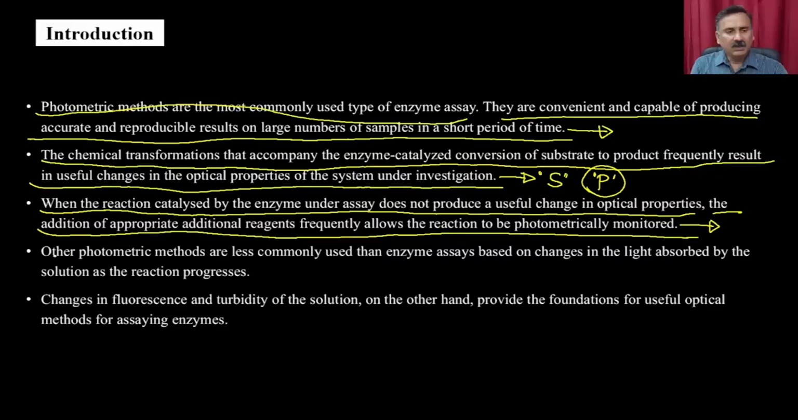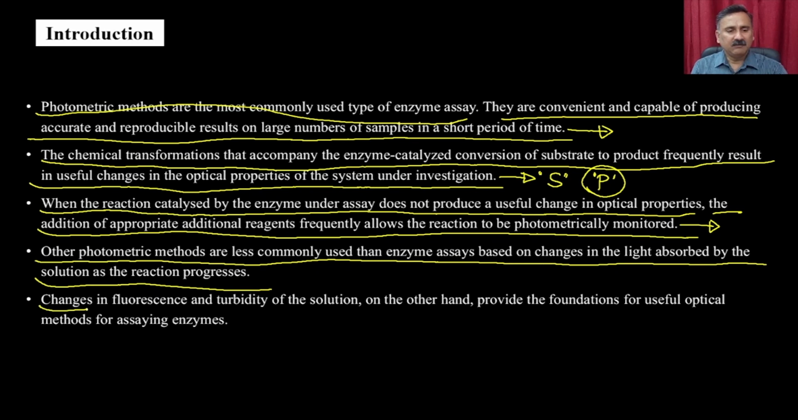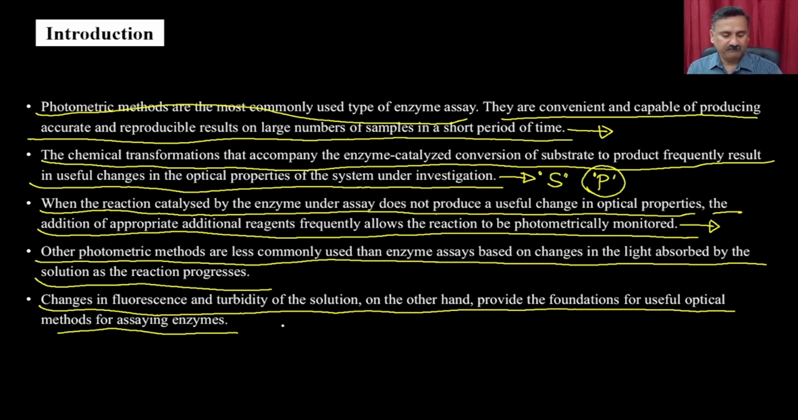The other photometric methods are less commonly used than enzyme assays based on change in light absorbed by the solution as the reaction proceeds. Change in the fluorescence and the turbidity of the solution, on the other hand, provide the foundations for useful optical methods for assaying the enzyme. So before we discuss how you can design the assays, let's discuss some basics of photometry and how it actually works.